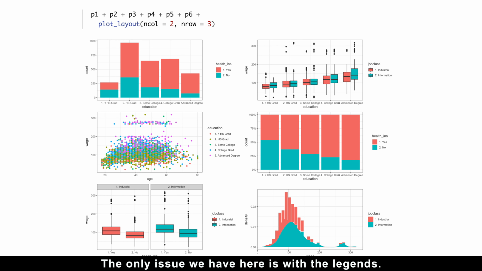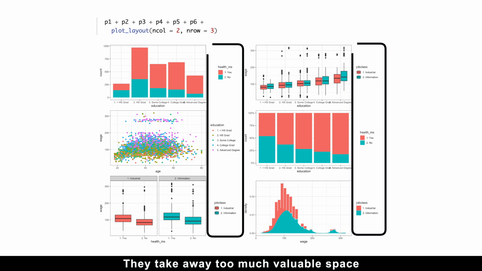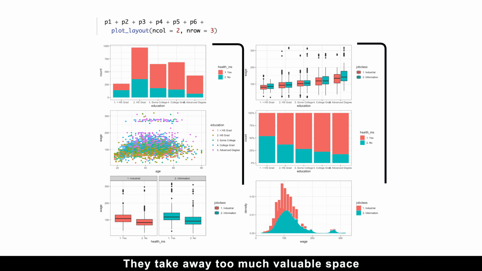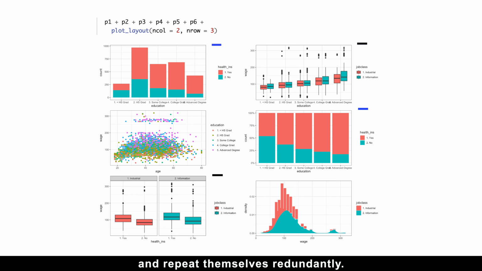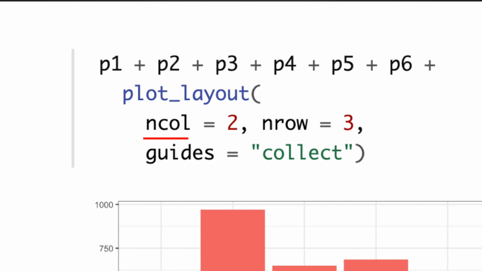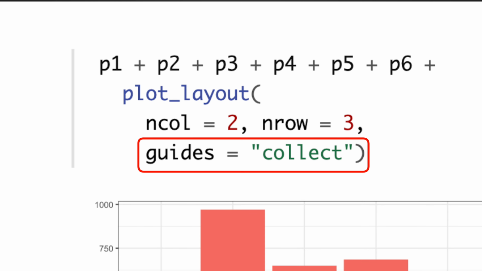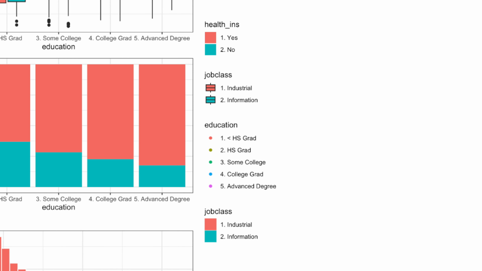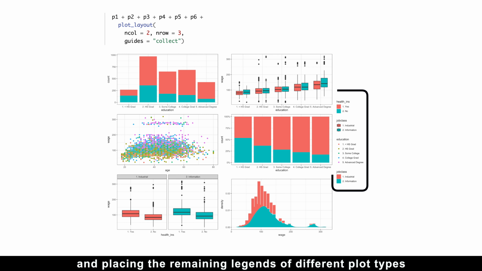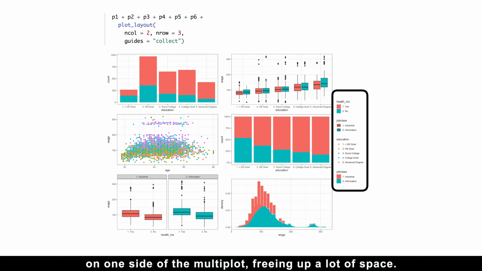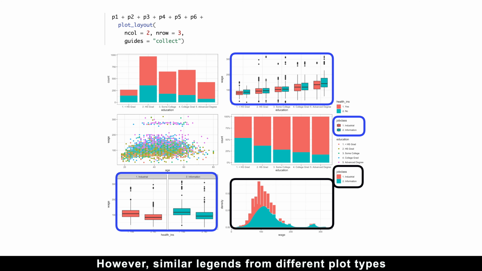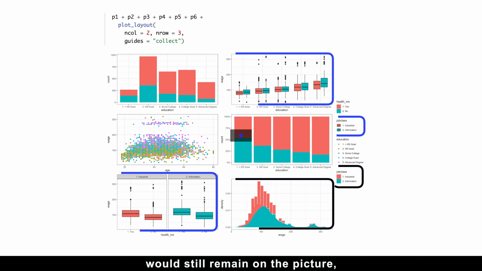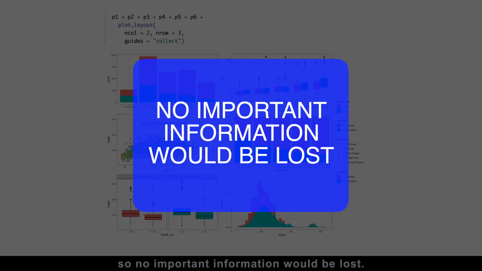The only issue we have here is with the legends. They take away too much of valuable space and repeat themselves redundantly. To solve these problems, we can add the guides equals collect argument inside our layout. This would reduce the number of legends from 6 to 4 by removing 2 redundant ones and placing the remaining legends of different plot types on one side of the multiplot, freeing up a lot of space. However, similar legends from different plot types would still remain on the picture, so no important information would be lost.